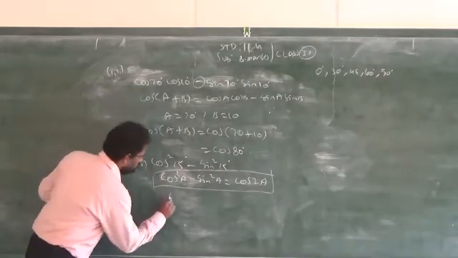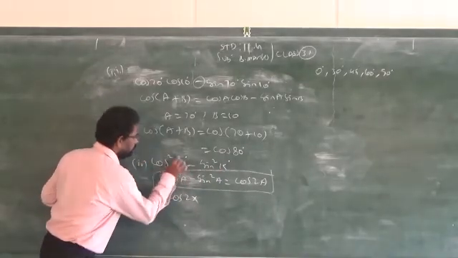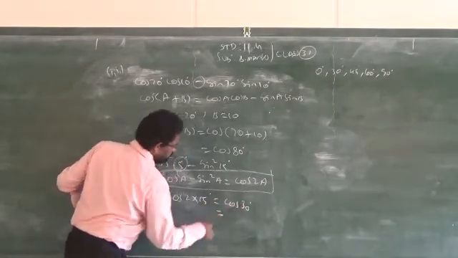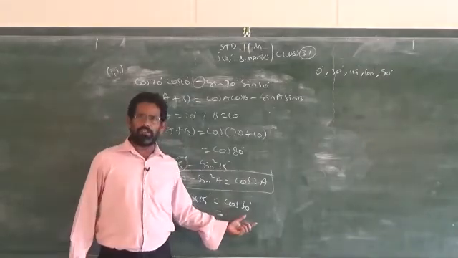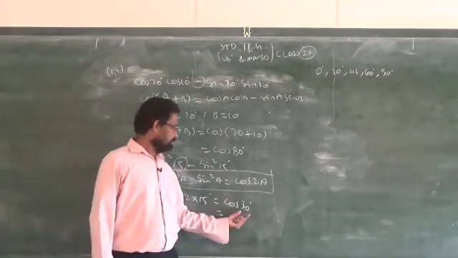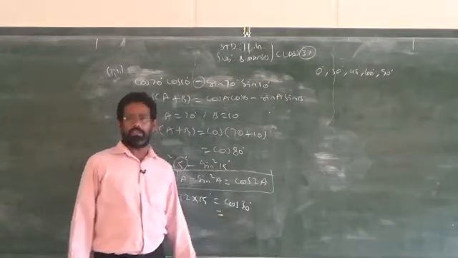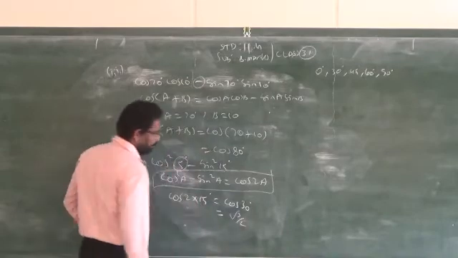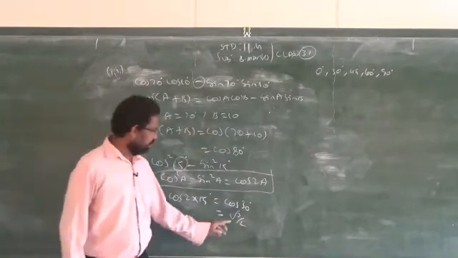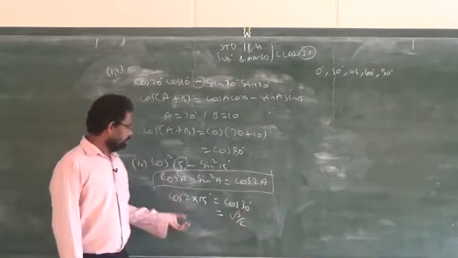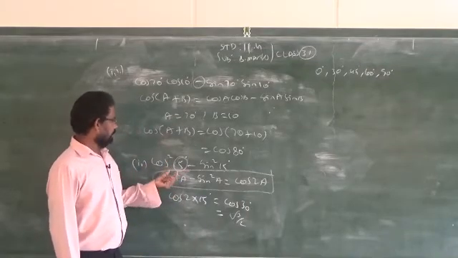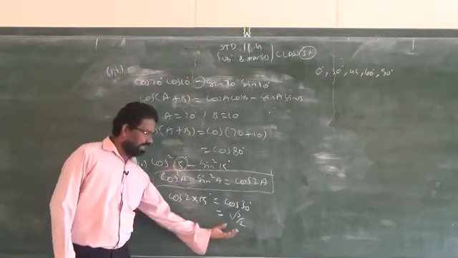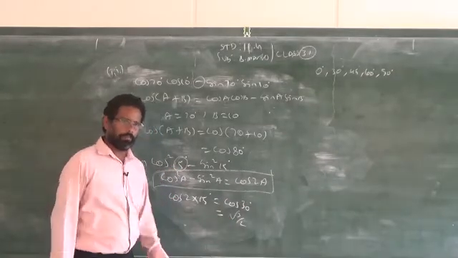So cos 2A, that is cos 2 into 15 degree, which is cos 30 degree. You just have to find the value of cos 30 degree, which is root 3 by 2. That is your answer. If you follow the previous method by replacing 15 by 45 minus 30, you will get the same answer, but it will take more time.